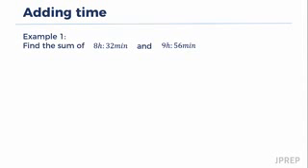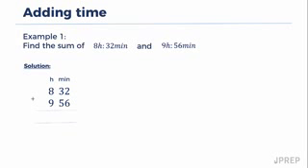We have been asked to add 8 hours and 32 minutes to 9 hours 56 minutes. To make it easier for us to compute, we can list this vertically and work it out. Note that the ones on the left represent the hours and the ones on the right represent the minutes. So when we solve the minutes separately, we are going to get 88 minutes, and when we solve the hours separately, we are going to get 17 hours.